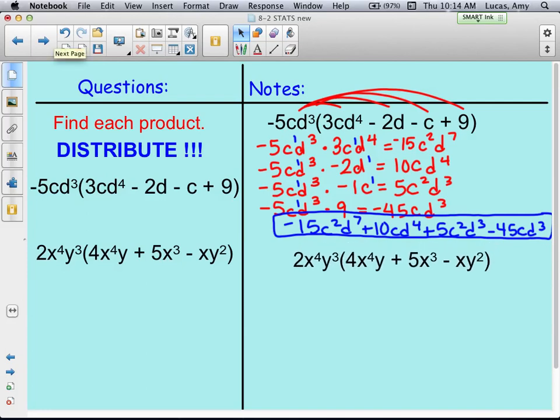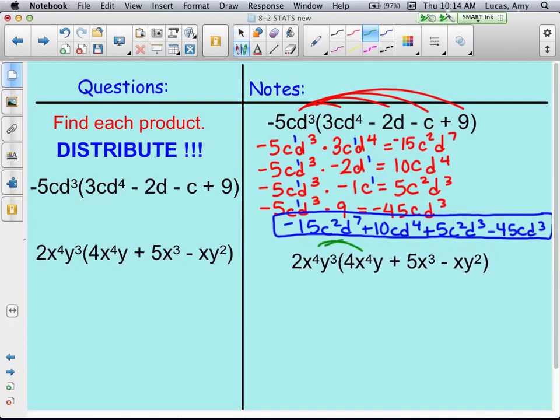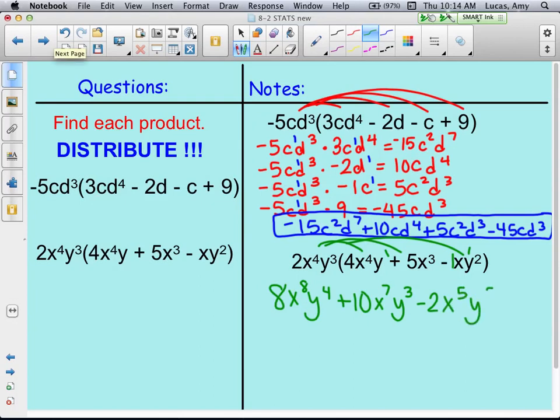All right, next one. We're going to go with the shortcut on this one, so I'm not going to write it all out. 2 times 4 is 8. If I add the exponents on the x's, there would be 8 of them, and on the y's, 4 of them. The next one, 2 times 5 is 10. Adding my exponents, I get 7, and y to the 3rd just stays y to the 3rd. The next one, 2 times negative 1 is negative 2. If I add my x's, there are 5 of them, and my y's, there are also 5 of them. So here's my final answer, and I'm just going to leave it in that order.